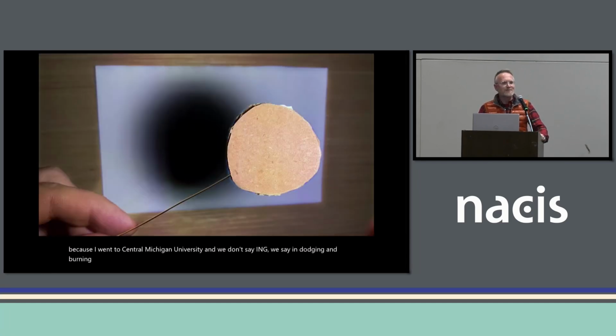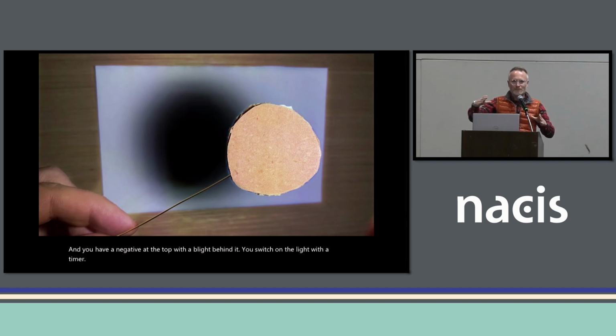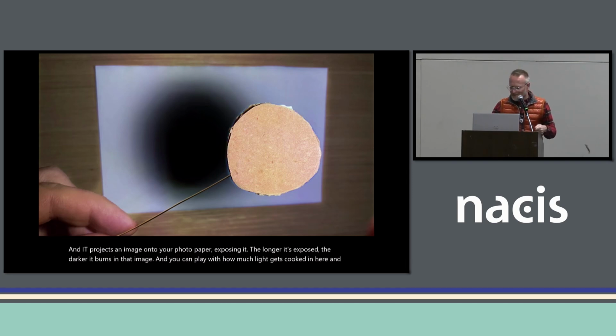So this is my dodging paddle. It's a meticulously, exquisitely constructed device made out of wire and cardboard. And you have a negative at the top with a light behind it. You switch on the light with a timer, and it projects an image onto your photo paper, exposing it. And the longer it's exposed, the darker it burns in that image. And you can play with how much light gets cooked in here and there. It's a lot of fun.